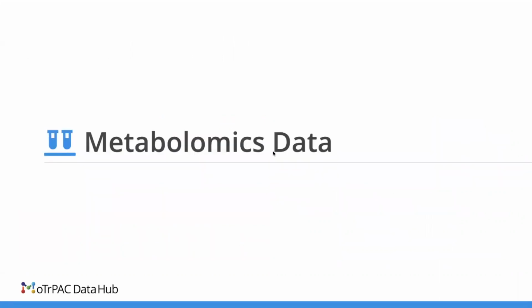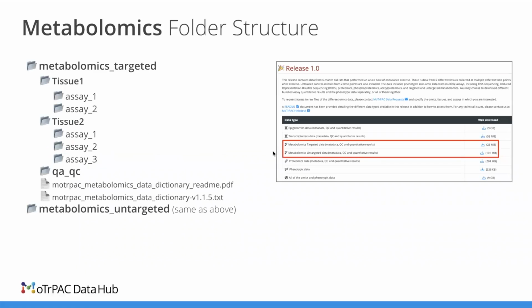We'll move now to metabolomics datasets. As you can see, again, we have the same file structure. However, we have a few differences from what we've seen before. First of all, we have multiple assays per tissue in metabolomics. Also for metabolomics, we have two main directories, one for targeted datasets and one for untargeted datasets.